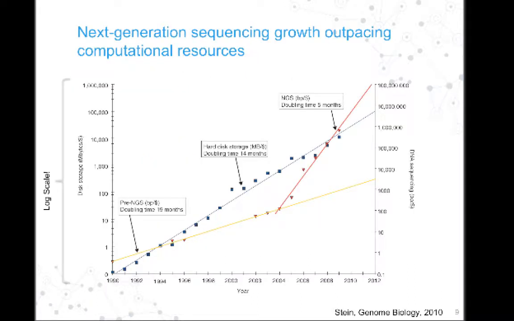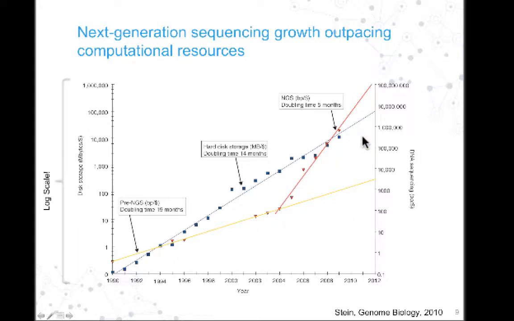But at a certain point, next generation sequencing growth outpaced the computational resources. That's the issue today. You have three curves here. The first one is hard disk storage, in megabytes per dollar. It's doubling every 14 months. Before NGS, we had base pairs per dollar doubling every 19 months. So it was OK to store it. It was cheaper and cheaper to store the data.